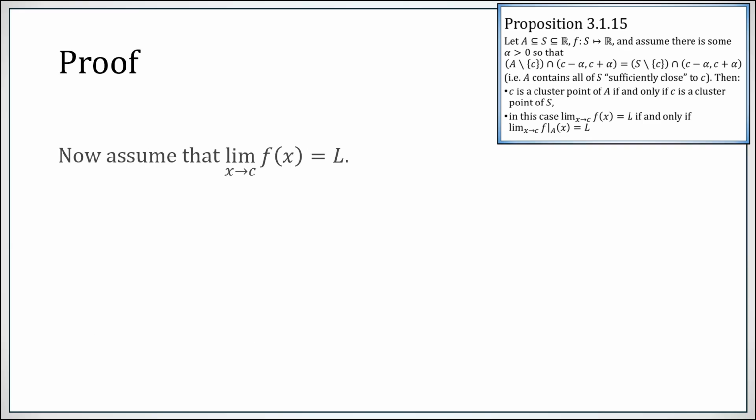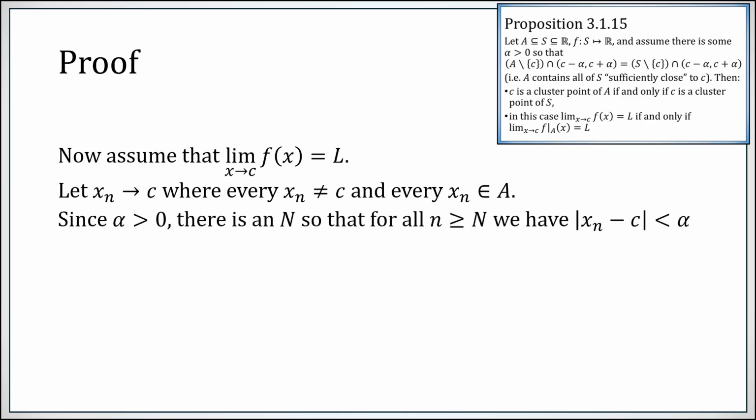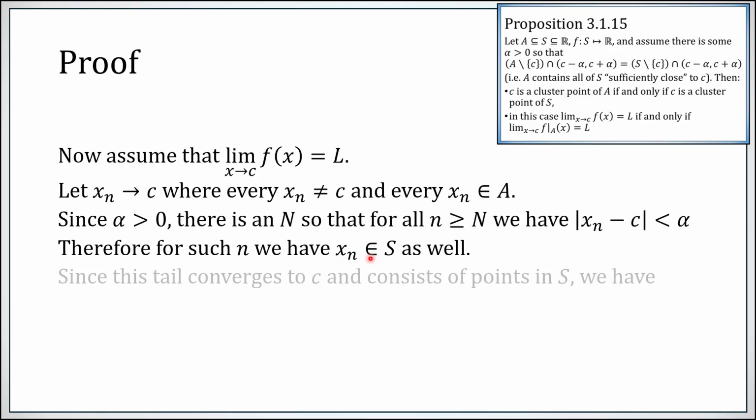Let's move on to the second claim. Assume that the limit as x approaches C of f of x equals L. Now we're going to use the sequence approach. Let xn be a sequence approaching C, never equal to C, and let's assume everything is in A, because we want to show this restricted function has limit L as well. Alpha is positive. We assumed this alpha existed, so past a certain index, all terms of the sequence are within alpha of C. But within alpha of C, A and S are the same set, so since these were in A, they're also in S.